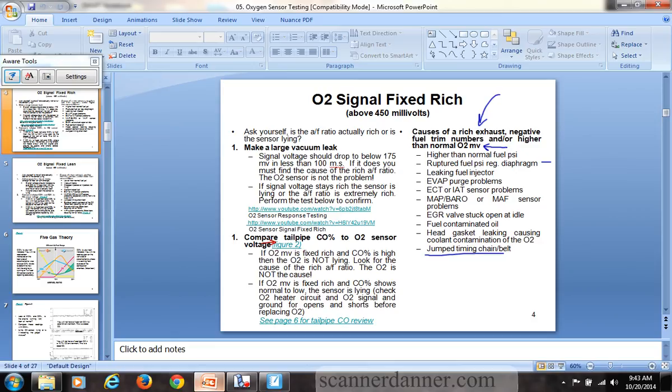Okay, so if our sensor reacts, so let's go up here. If the signal voltage drops when you make a vacuum leak, how's the sensor? Fixed rich O2, make a vacuum leak, sensor reacts. How's the sensor? It's good.